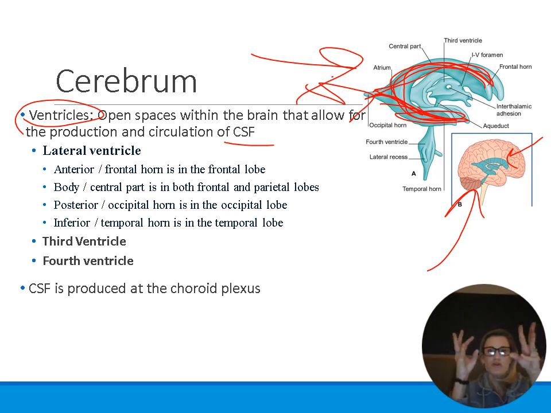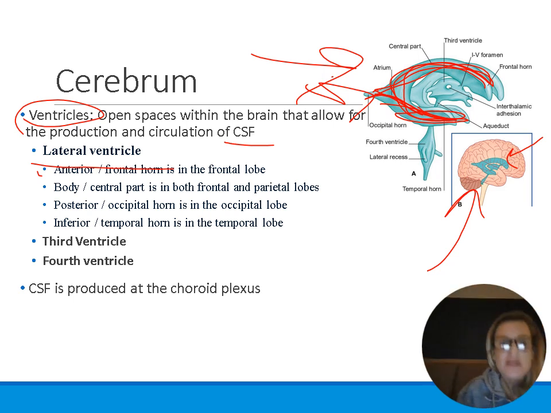The other ventricles go down through the other regions of the brain. So every region of the brain has some part of these open areas on the inside of it. So we have the lateral ventricles. There's 2 lateral ventricles. They are divided up into different regions, as you can see.